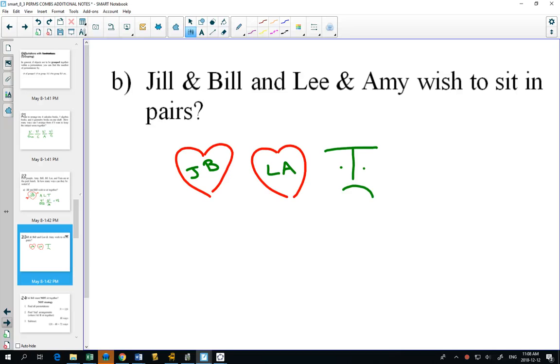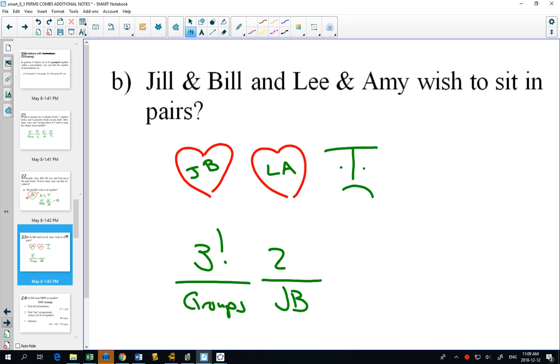How many groups do we have now? 3 groups. So 3 factorial for our groups. The Jill-Bill group, 2 factorial. And the Lee-Amy group, 2 factorial. And then Tom is just 1. We multiply all of this out, 6 times 2 times 2, 24 ways in total.